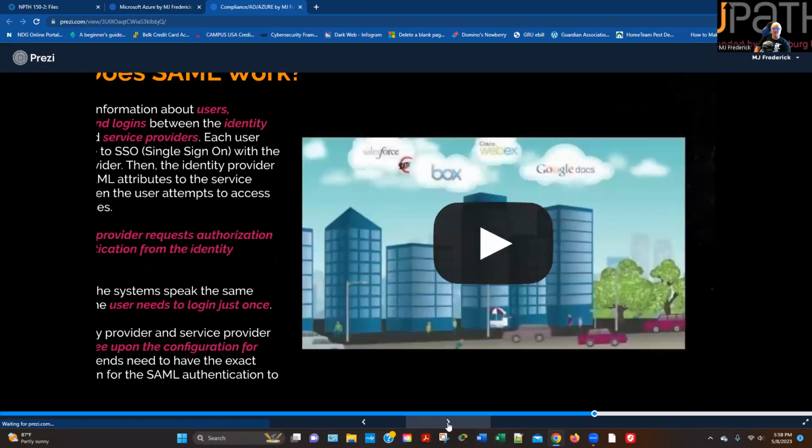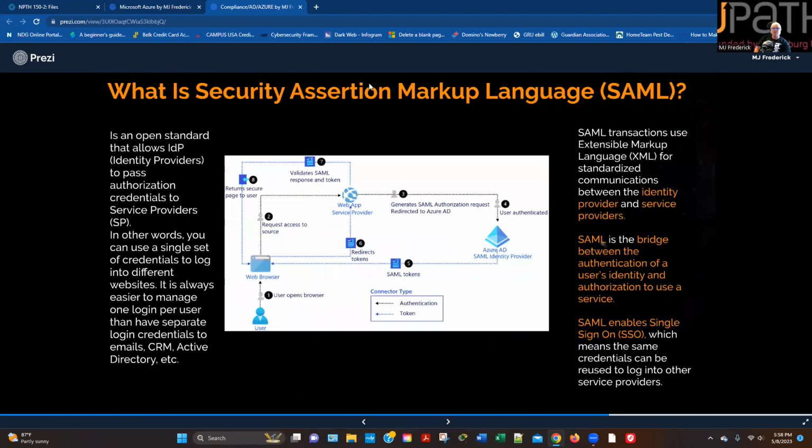So let's go here first to the next one. The Security Assertion Markup Language, SAML. It's an open standard for your identity provider to pass authorization credentials to service providers. In other words, you can use a single set of credentials to log into different websites, single sign-on. It's easier to manage one login per user than having to have separate login credentials to email, to resource management, consumer resource management, Active Directory, and so on.